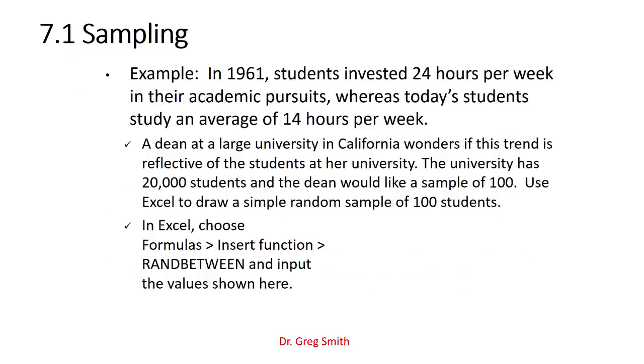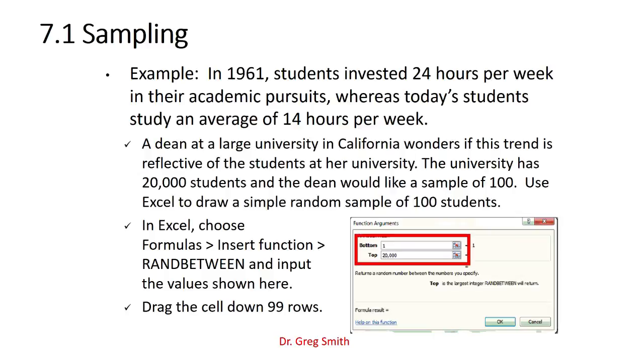One simple way to do it, just to give you some idea of how to do something with Excel: in 1961, students invested 24 hours a week in their academic pursuits. Today, students study an average of 14 hours per week. I guess the big question is, how many hours do you study a week? Well, a dean at a large university in California wanted to know if this trend was at her university. So they've got 20,000 students. Each one has a unique identifier from 1 to 20,000. And she just wanted to take a random sample of 100.